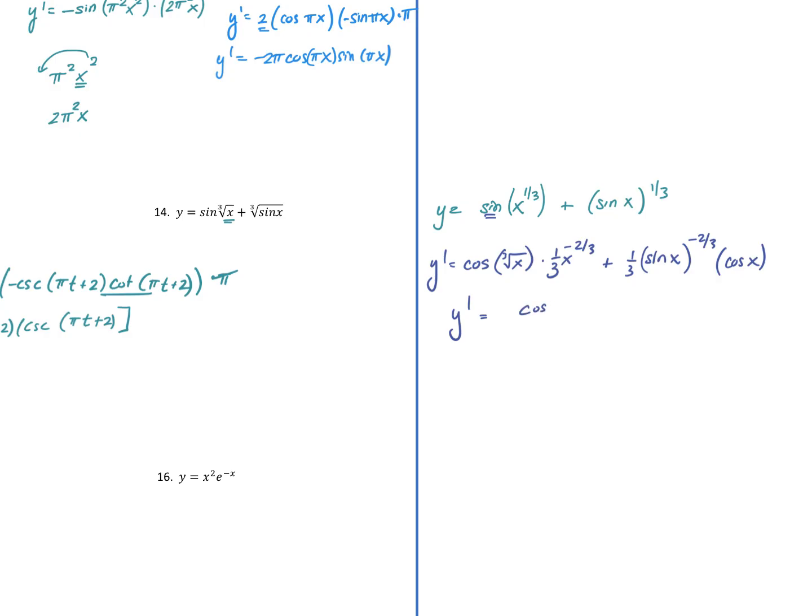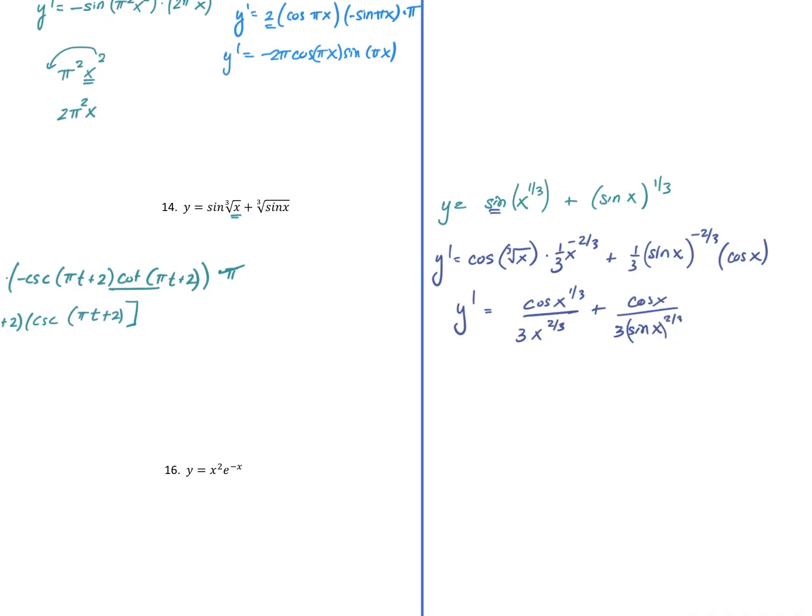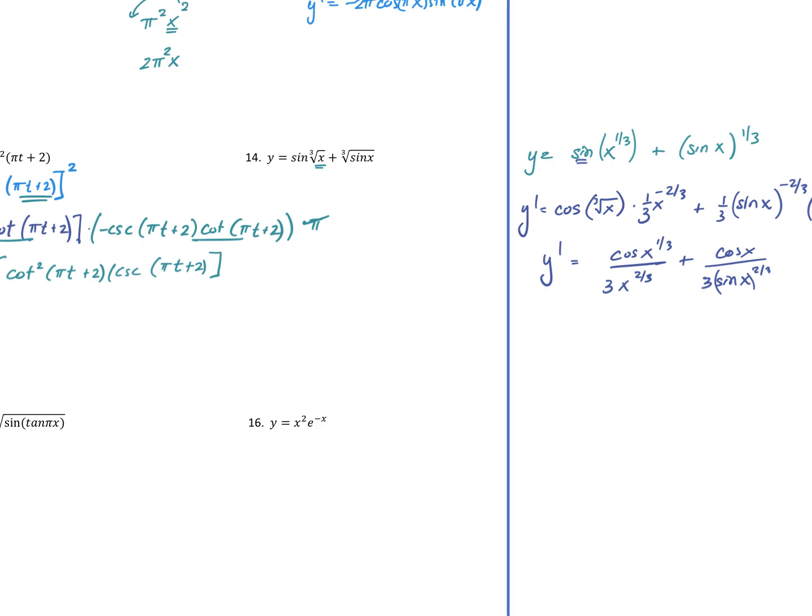You get cosine of x to the 1/3 over 3x to the 2/3 plus cosine x over 3 sine of x to the 2/3. I would not attempt to simplify that. Okay, if you got that far, hats off to you.